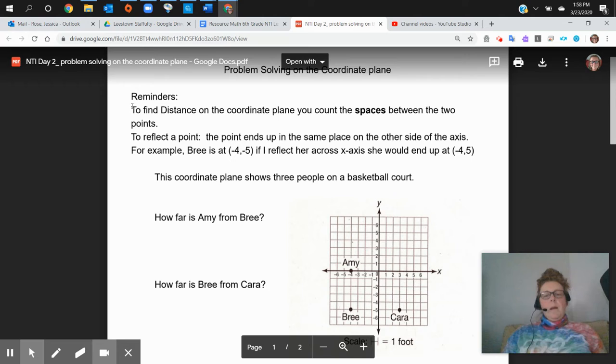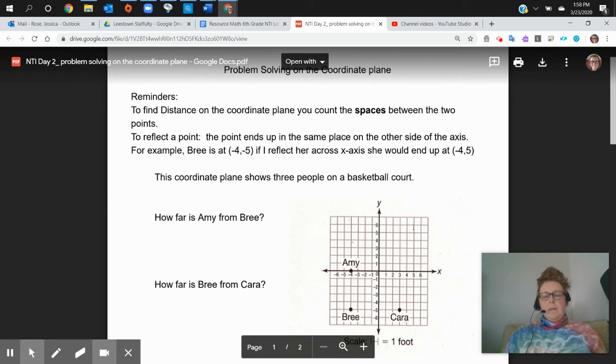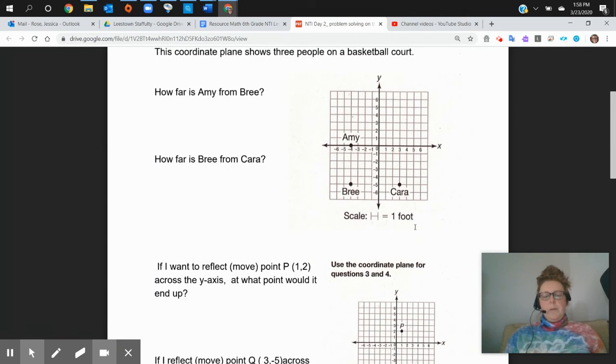Okay. So basically, to find distance on the coordinate plane, you count the spaces between the 2 points. To reflect a point, the point ends up in the same place on the other side of the axis. And you can see the examples here. In this assignment, we don't worry too much about reflection.